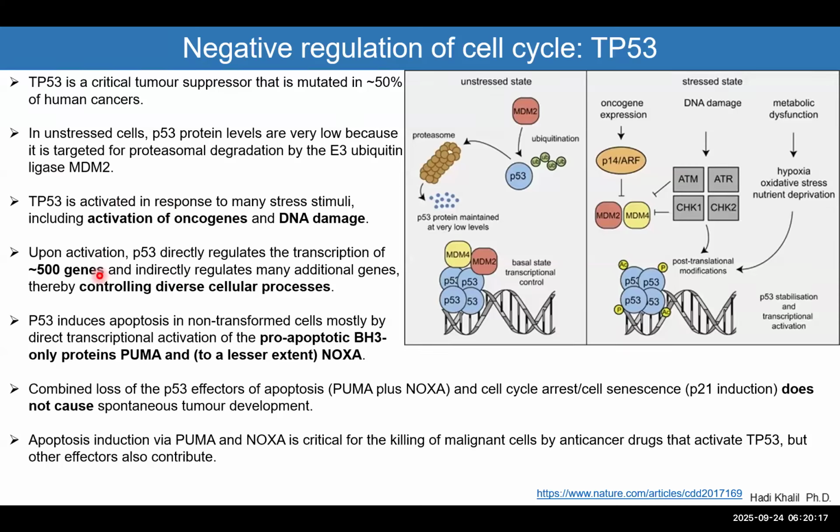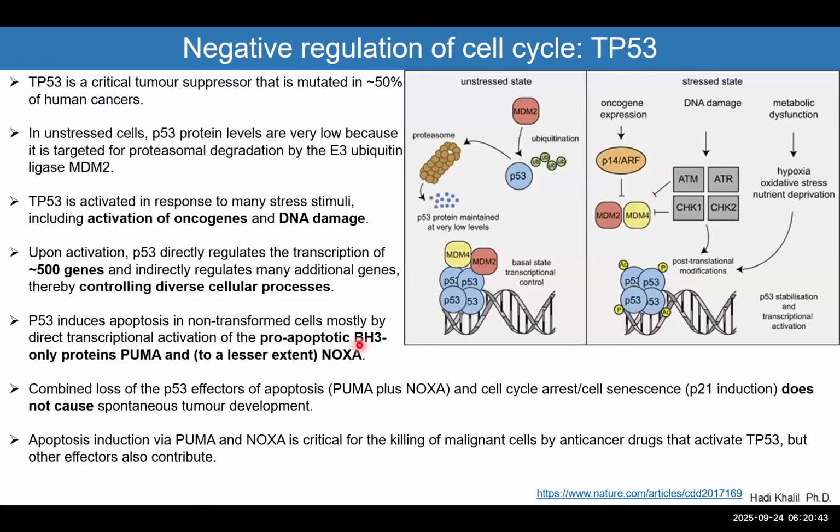Here I listed some of them. They would control most of the diverse cellular functions. But in this slide, I will focus on only two aspects. The first aspect is that p53 induces apoptosis in non-transformed cells, mostly by direct transcription activation of the pro-apoptotic proteins.